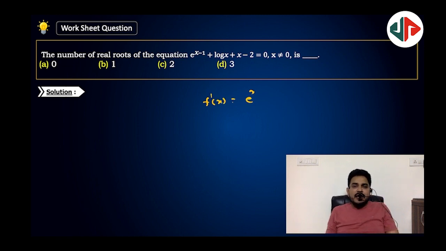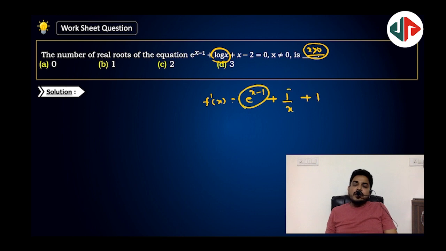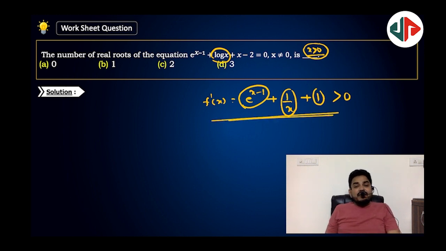e^(x-1) plus the derivative of log x is 1/x. Clearly log x is mentioned, so x is greater than 0 only, plus the derivative of x is 1. So when I take x positive, this is a positive quantity and this is a positive quantity. So this is an increasing function.